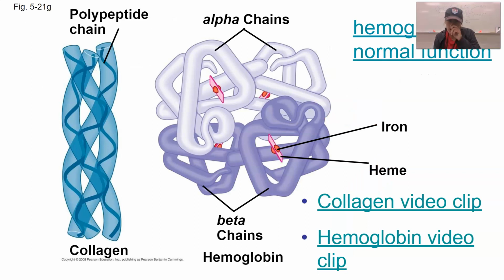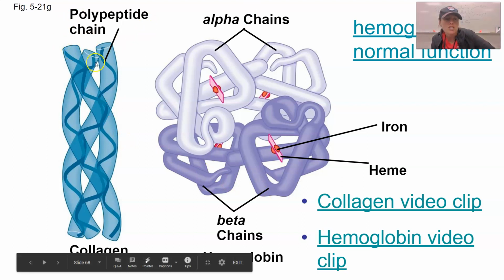Some other examples that we like to talk about. So we've got a polypeptide chain here. We can see that they bend and fold this way. We're going to get a really unique shape to create collagen.